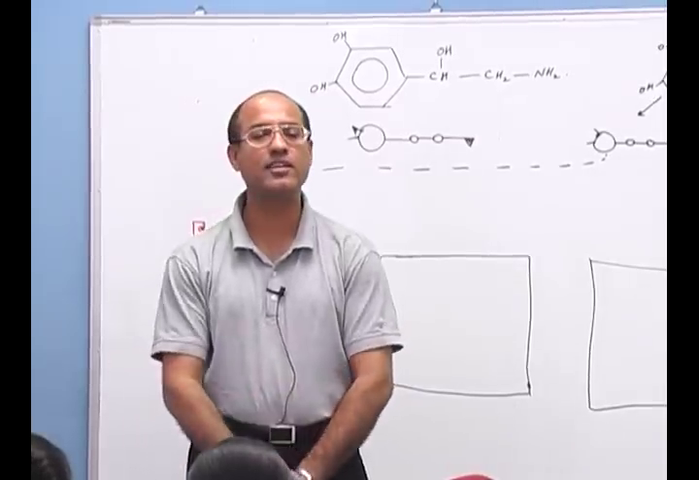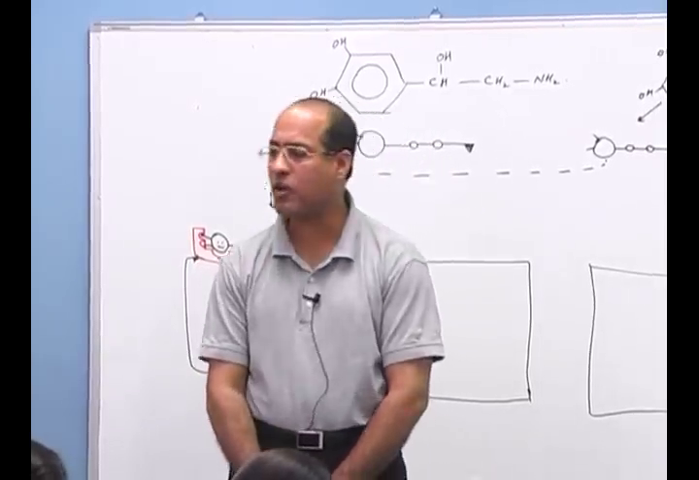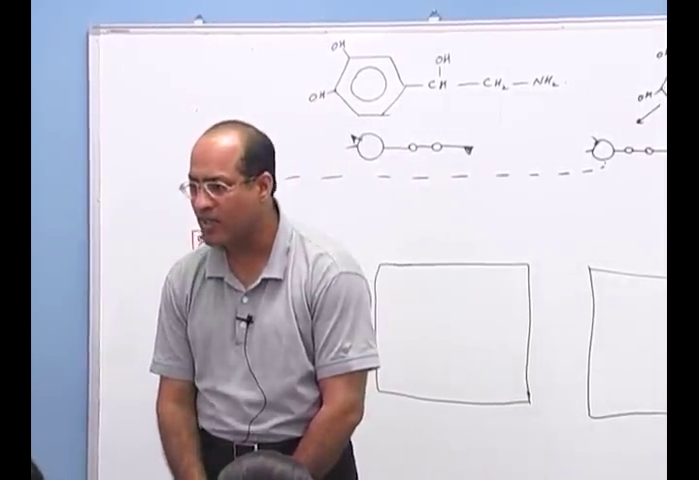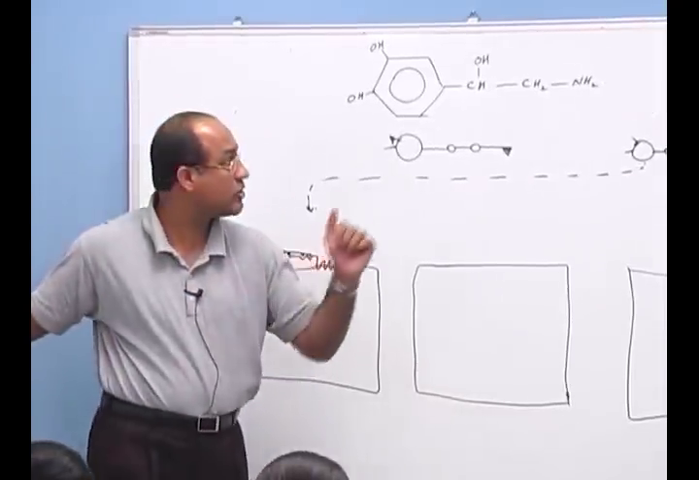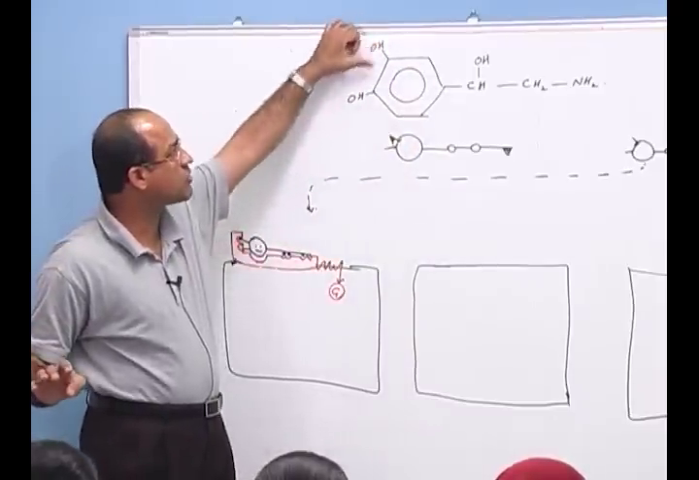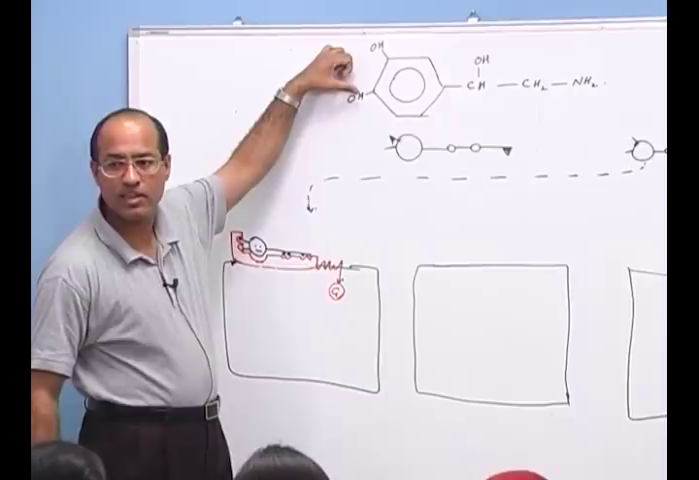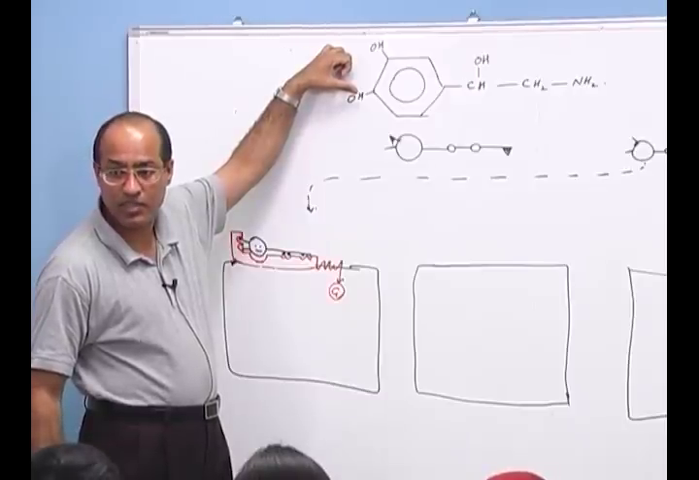So, naturally, they are more lipid soluble. If they are more lipid soluble, it means they can be taken orally. So, just by concentrating on this point of the molecule, we have deduced so many things. If you remove these two, it becomes non-catecholamine. If you keep these two, it becomes catecholamine.